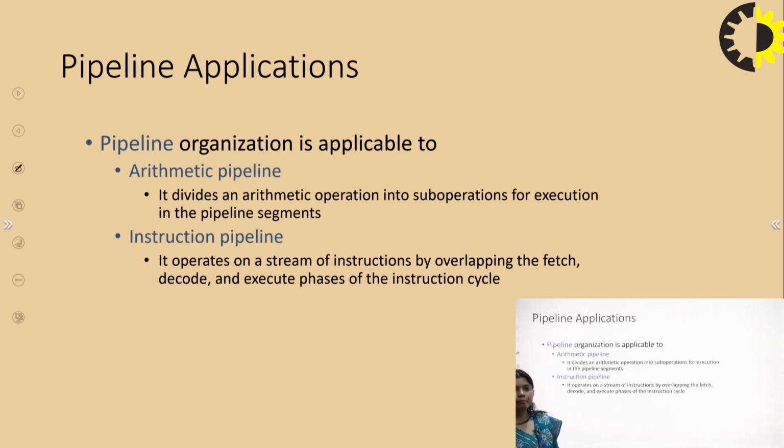These are the pipeline applications: the arithmetic pipeline and the instruction pipeline. In the arithmetic pipeline, the operations are divided and executed. In the instruction pipeline, instructions come from the memory, and then there is fetching, decoding of the instructions and memory access.